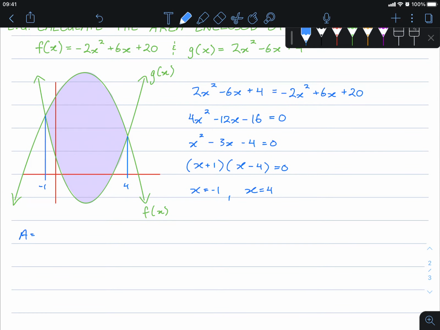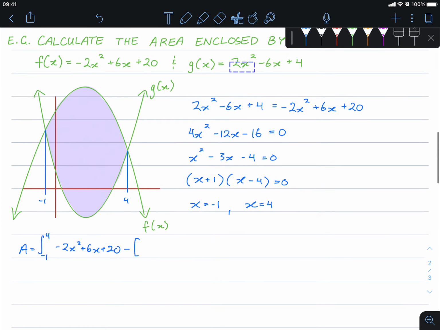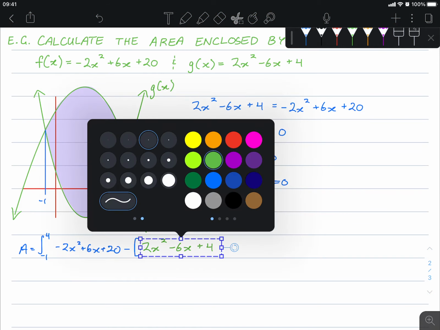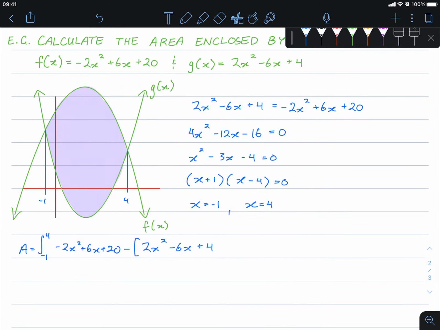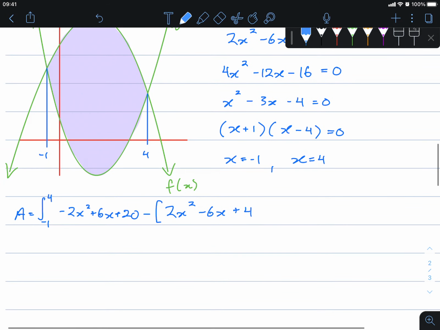So the area now is going to be from negative 1 to 4 of the top function, which is f of x, plus 6x plus 20 minus the bottom integral. Copy this just for the sake of time. And there we have it.